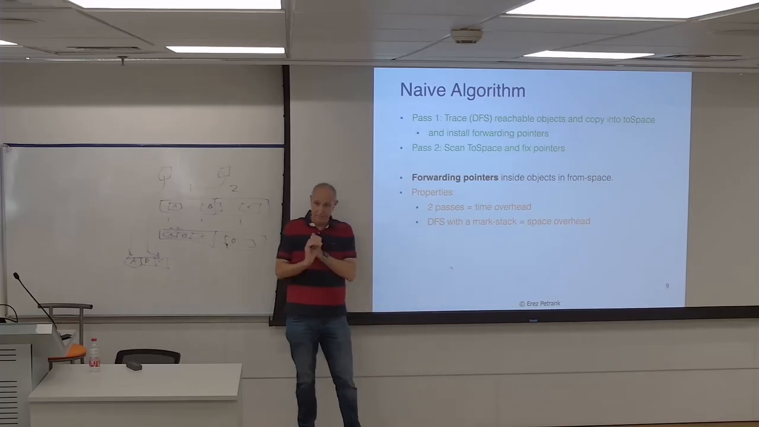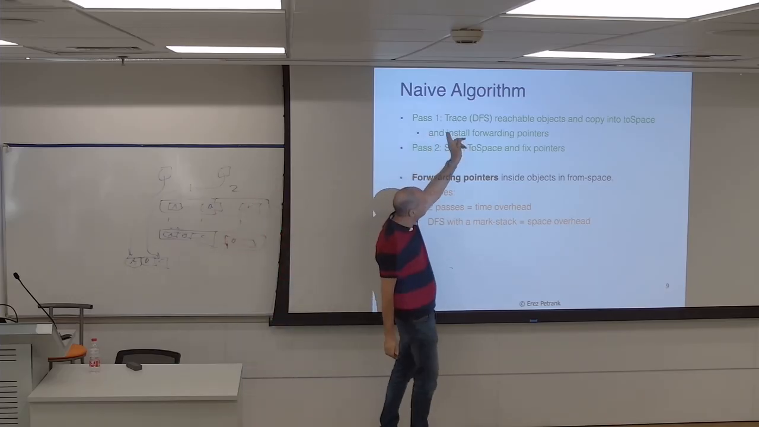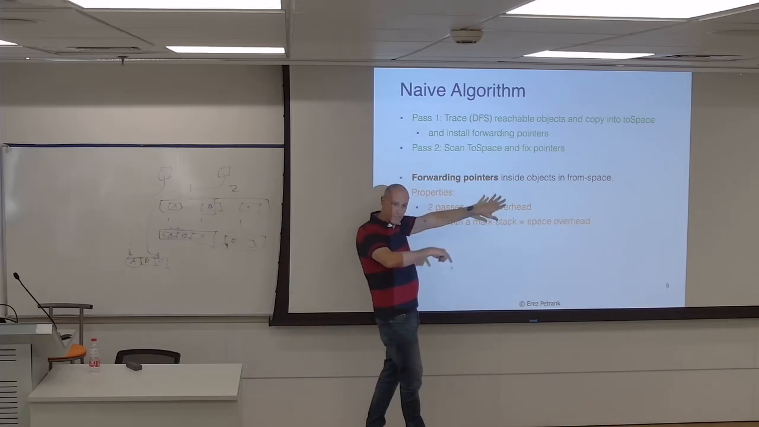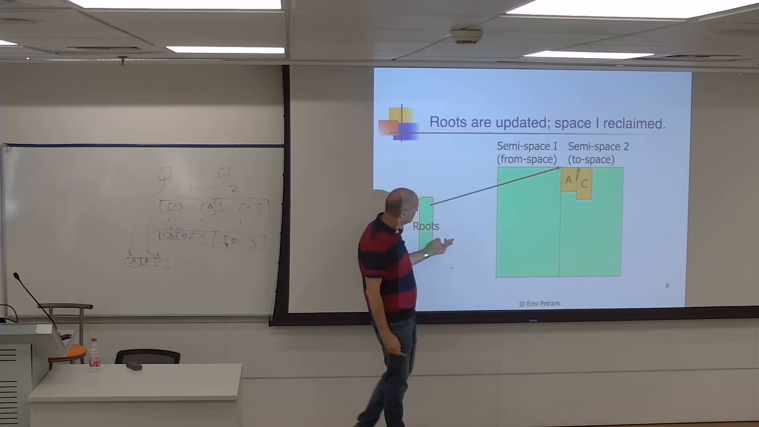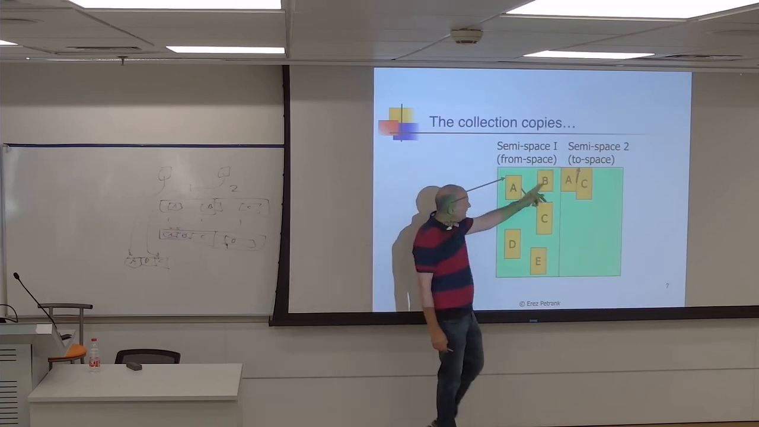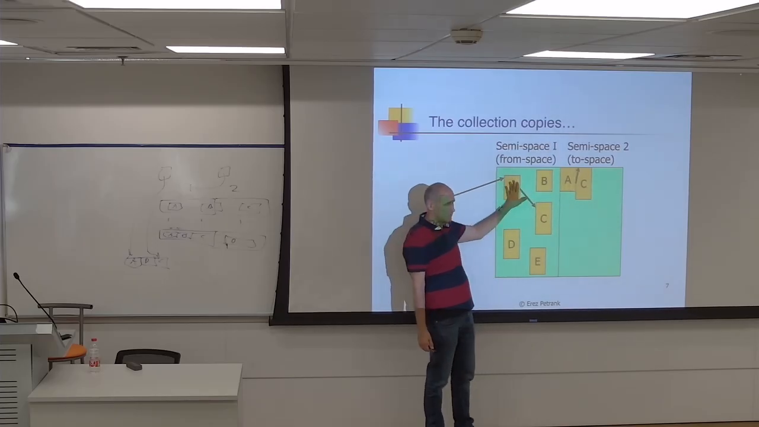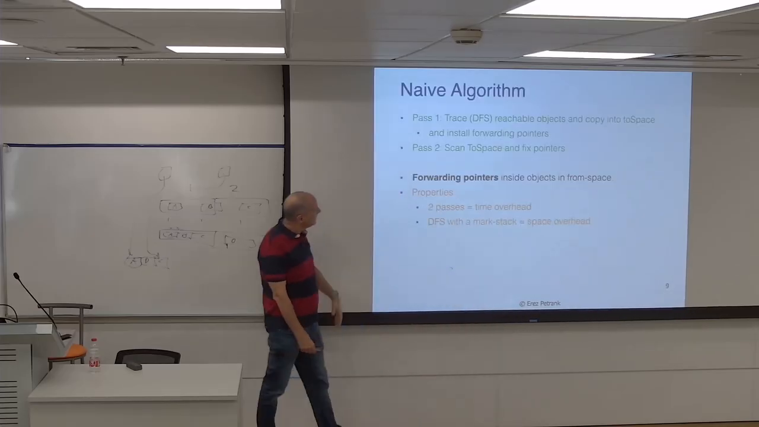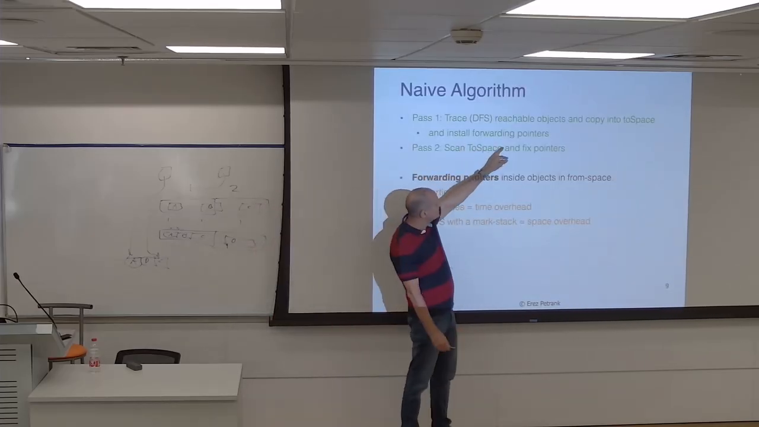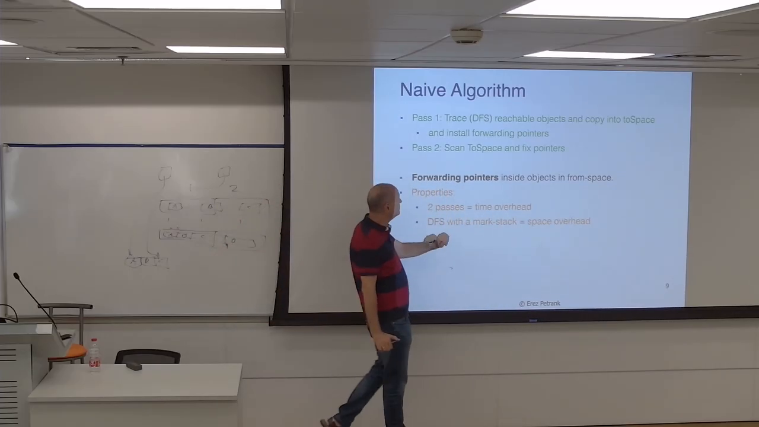So the naive algorithm, and maybe you can tell me how to make it less naive, is in pass one, I trace all the reachable objects and I copy them to the two space. And I install forwarding pointers. So if I move A to here, I can put a forwarding pointer in from space telling me where this object is in two space. That's fine. I'm not going to use it anymore. I can overwrite it. I put a forwarding pointer. So I just do DFS over all the reachable objects and keep forwarding pointers where I move the objects.